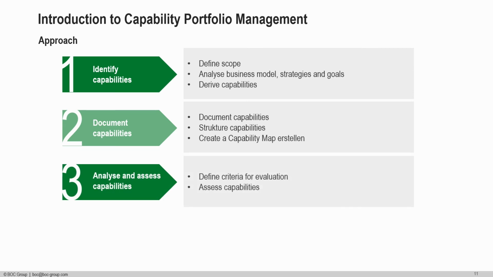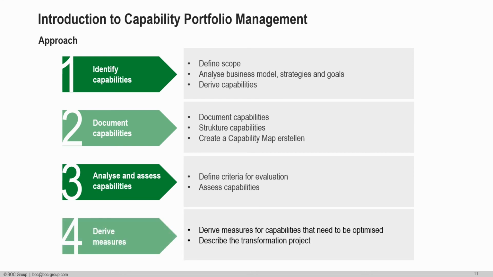Next step is analyzing and assessing the capabilities. And to do so, we first, of course, need to define general criteria for evaluating. And then we need to introduce how big and how strategically important our capabilities are, whether or not they are fit enough, business or technology-wise, how suitable they are for reaching our goal, and for, of course, following our business strategy.